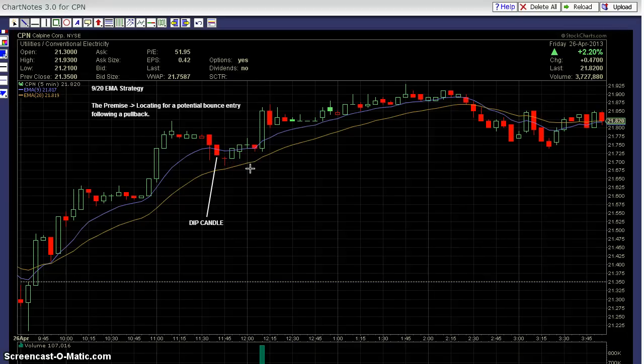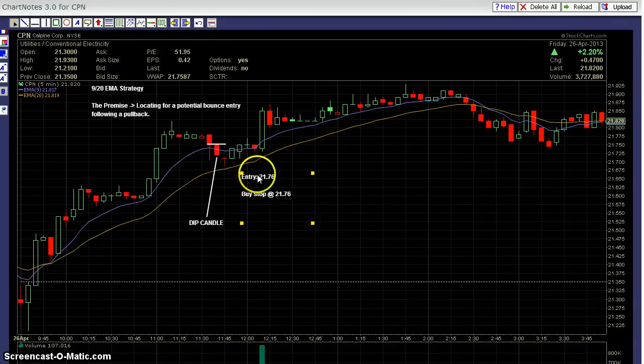So how does it work? The high of this candle represents your entry, or 1 cent above it. So let's say the dip candle is 21.75, which means your entry is going to be 21.76. Okay, that's going to be an entry. And normally when I see this happen, I immediately place a buy stop at 21.76.